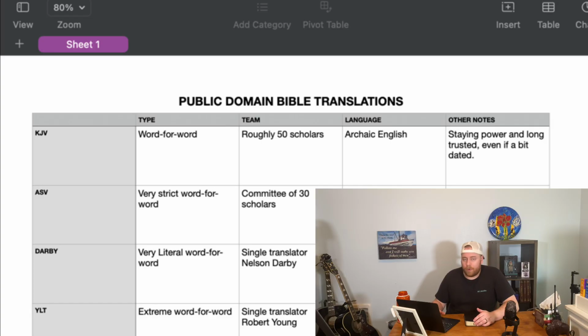One side note for the King James would simply be that the King James has a lot of staying power, and it has been trusted for centuries. Even if it is a bit dated. Even to this day, you have people who are King James only. I disagree with King James only. I understand certain points from the King James only crowd.